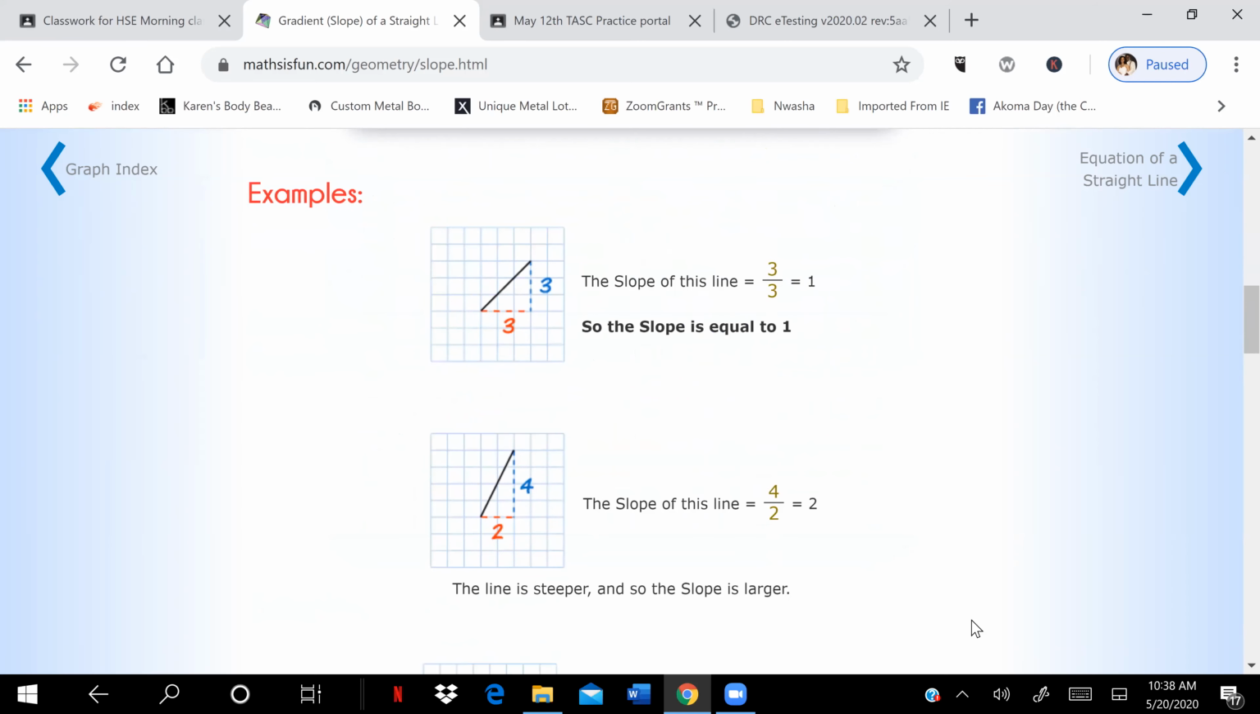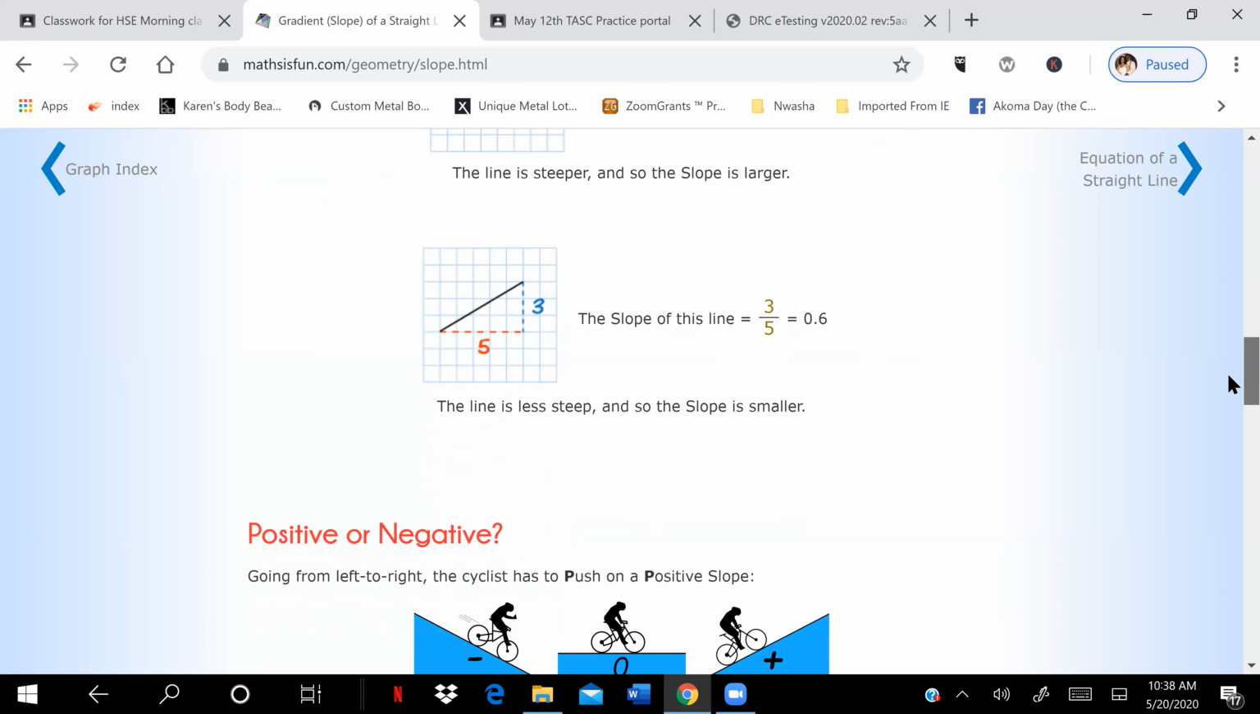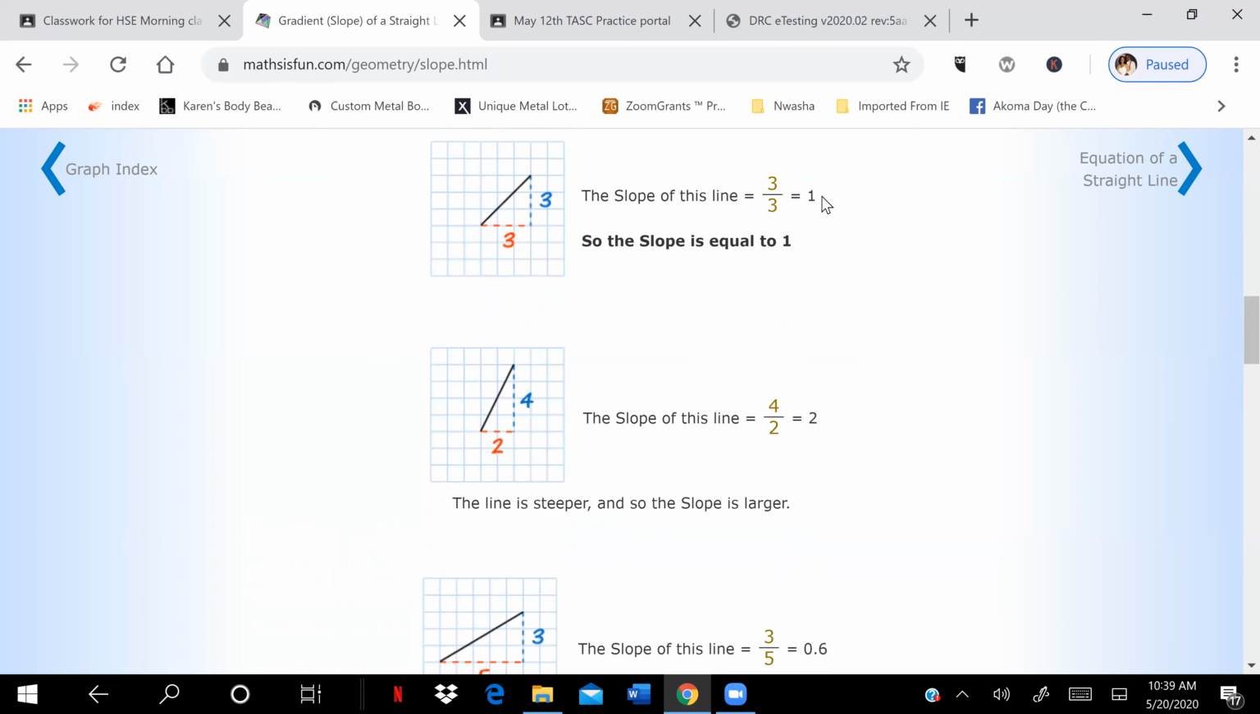Coming down a bit, they just have those examples. If you go over 3 and up 3, the slope is 1 because you're going to end up with 3/3. If you go over 2 and up 4, the slope is 2 because you're going to end up with 4/2. So this is a review of fractions and a review of negative numbers. The flatter you're getting, you went over more and, you know, up less. So you ended up with 3/5. So now you're at a decimal. Here you had a higher numerator, so you're at more than one whole number. And then here the numerator and the denominator is the same, so you're at 1. Any questions about that?